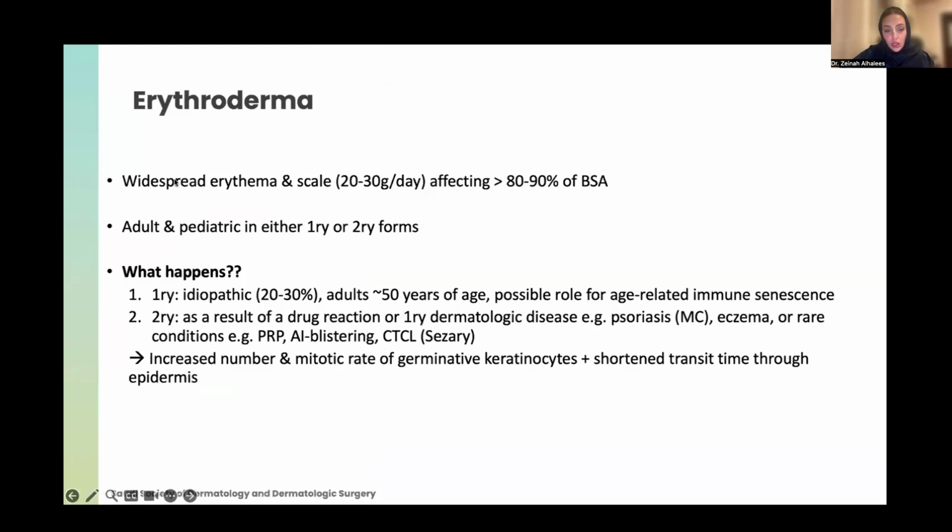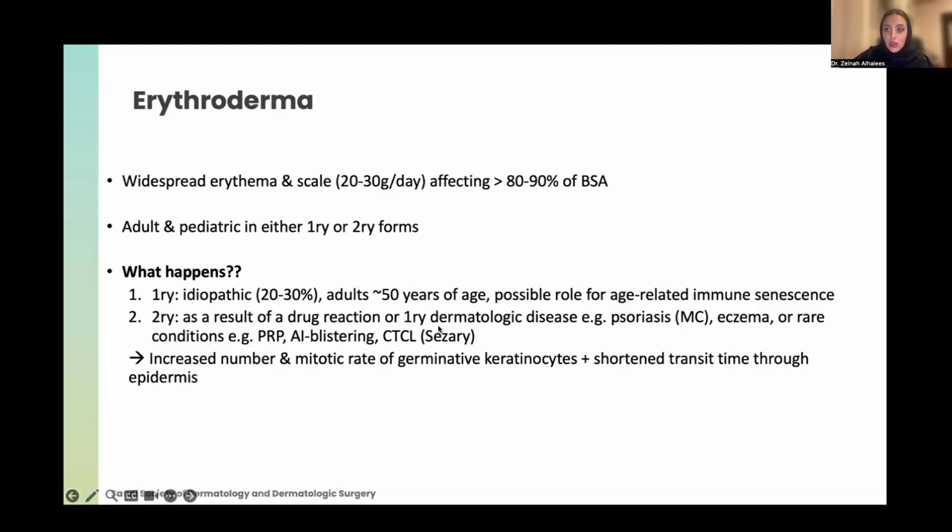Okay, so what is erythroderma? It's a widespread erythema and scale. A scale is around 20 to 30 grams of scales or skin per day that affects more than 80 to 90% of body surface area. So we obviously have adult and pediatric forms, in both either primary or secondary forms. What happens? In primary, this is your idiopathic. It can be seen in around a third of erythroderma patients, and usually it affects 50-year-old males more commonly. And there's a possible role of this age-related immune senescence.